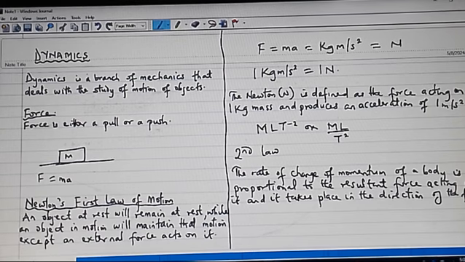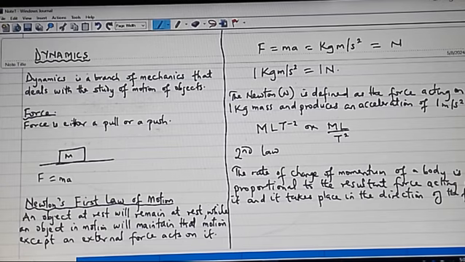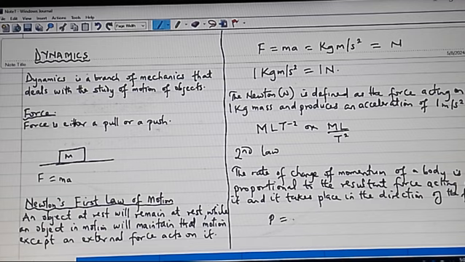Take that again. The rate of change of momentum of a body is proportional to the resultant force acting on it, and it takes place in the direction of the force. Now, momentum is expressed as mass times velocity and represented by the letter P. So we use P to represent momentum, which is equal to mass times velocity.